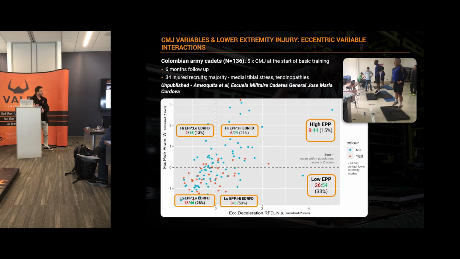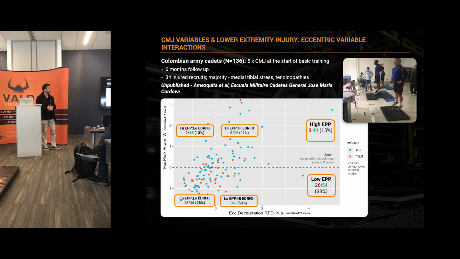So we've got 136 Army cadets. I know they weren't particularly athletic when they came in, so we have to take that with a pinch of salt, the applicability in other groups. The injuries were principally medial tibial stress and tendinopathies. So there weren't many hamstring injuries or ACLs. I think there was one ankle injury. And we just looked at the lower extremity injuries, the majority of which are these overuse injuries.